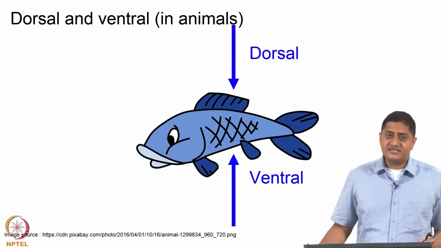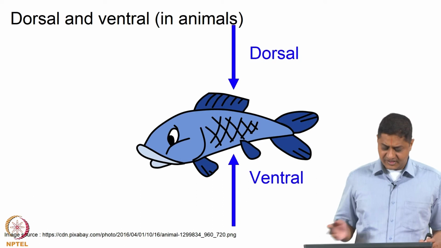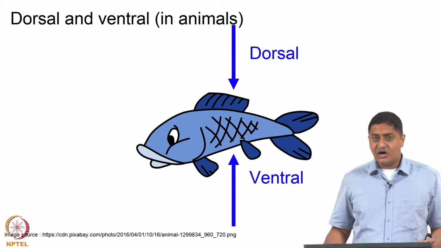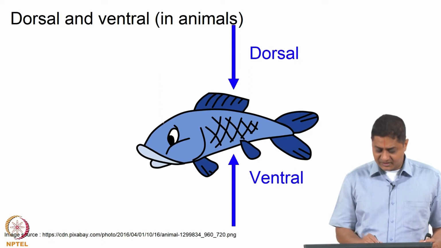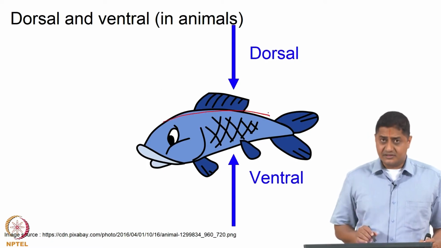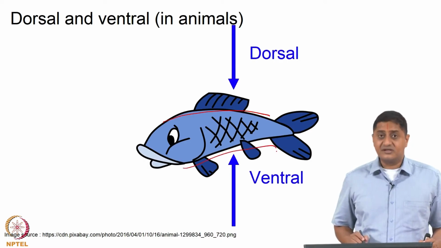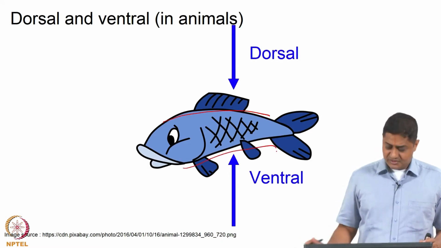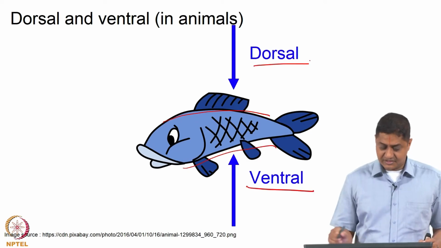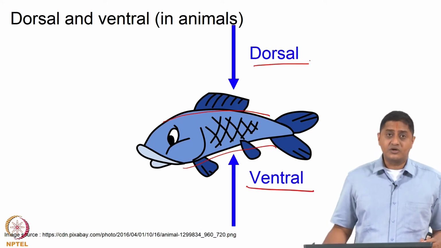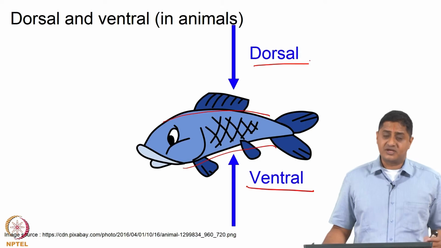Dorsal and ventral, on the other hand, refer to the following. In quadrupeds, or in animals that are swimming, or those animals that move horizontally, for example, in this case the fish, dorsal refers to that part of the body that is facing the sky or the roof, and ventral refers to that part of the body that is facing the floor. So, this is ventral and this is dorsal in quadrupeds and in animals that are swimming.